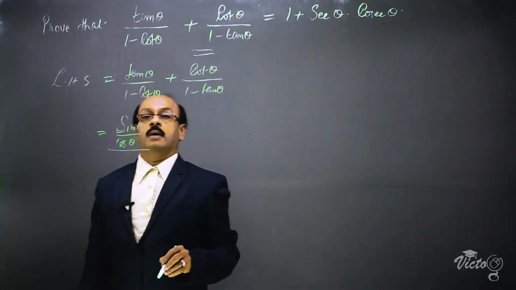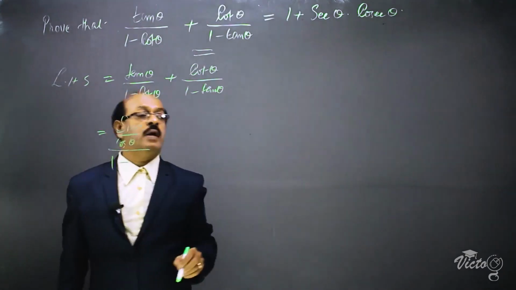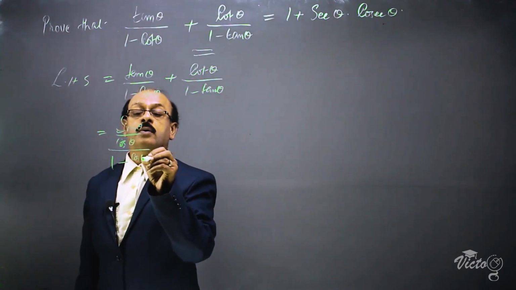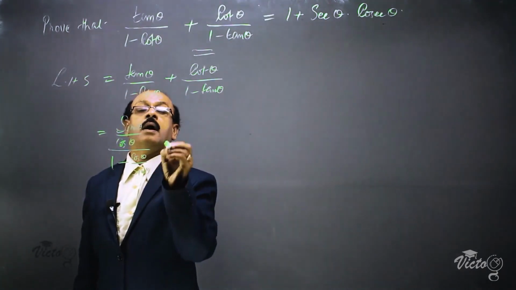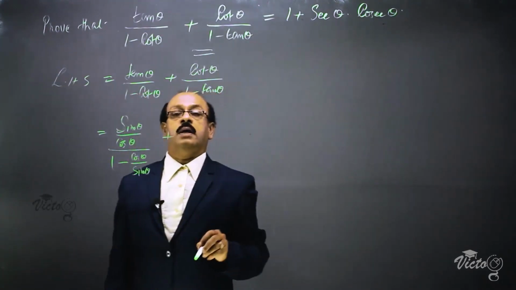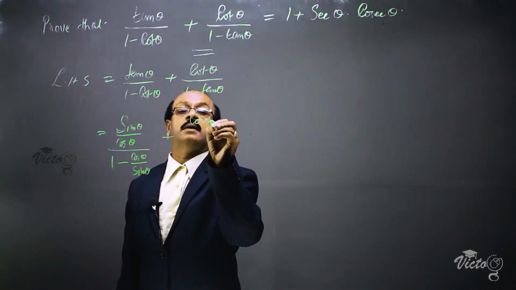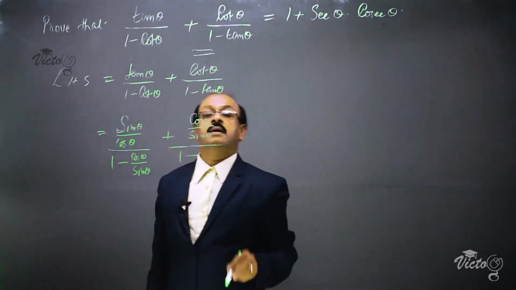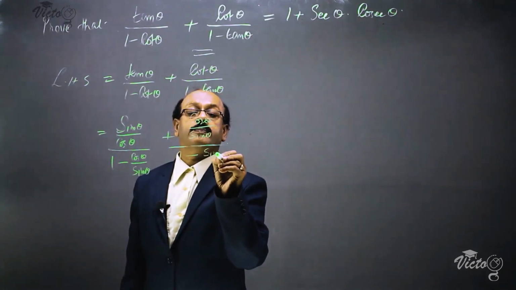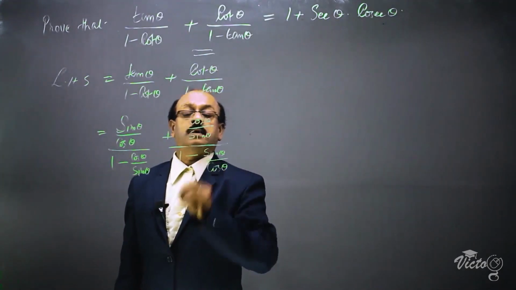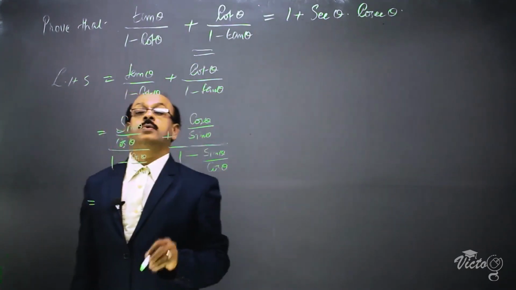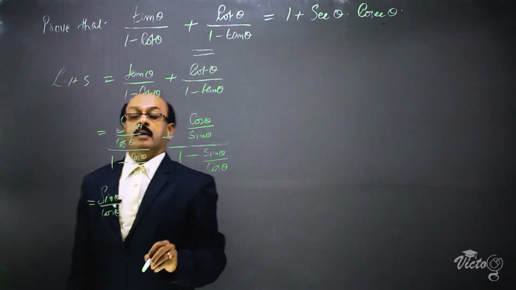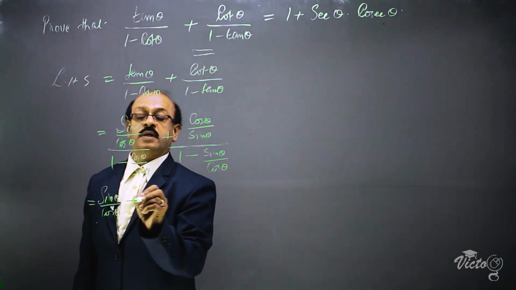The whole divided by 1 minus, then what is the value of cot theta? Cot theta is cos theta by sin theta. It is cos theta by sin theta, plus again cot theta, here it is cos theta by sin theta, the whole divided by 1 minus what is tan theta? Sin theta by cos theta. This is equal to sin theta by cos theta, the whole divided by, we can use the division symbol here.